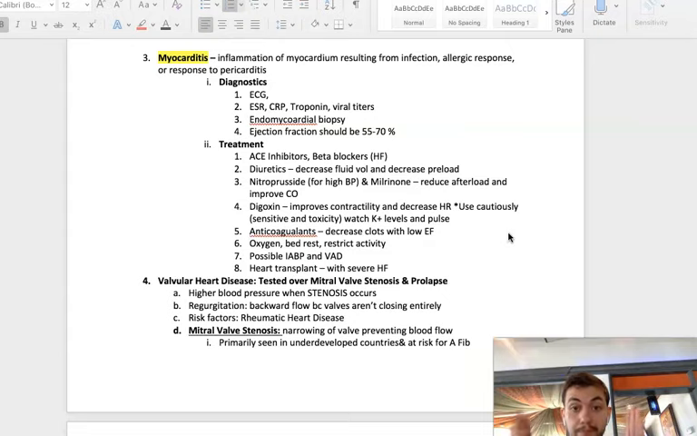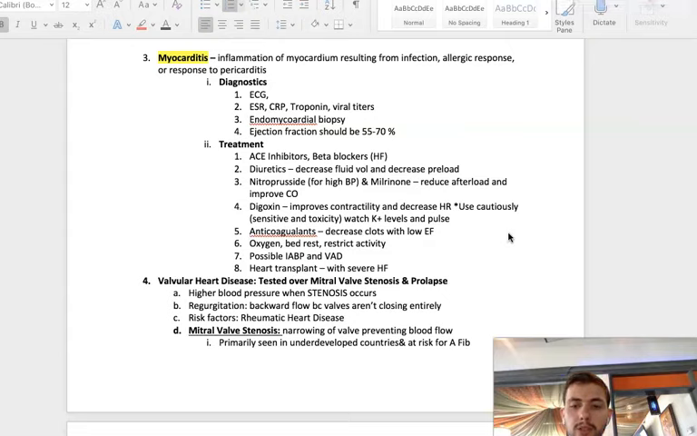and 70%. Some treatments you can do are ACE inhibitors, beta blockers, diuretics, and nitroprusside for high blood pressure as well. It reduces the afterload and improves the CO. You give digoxin, and then they give the anticoagulants.